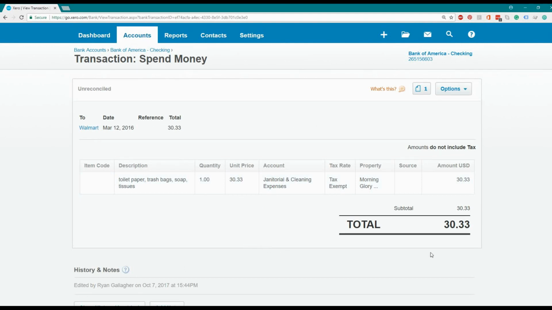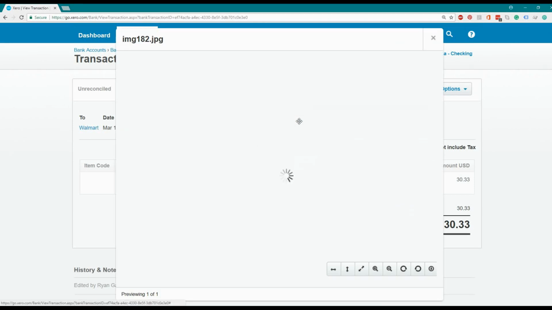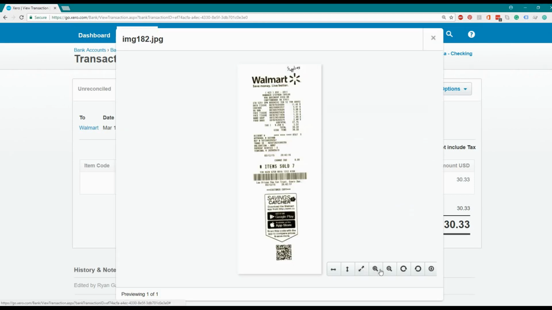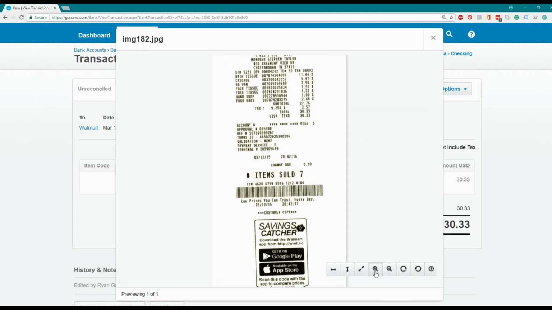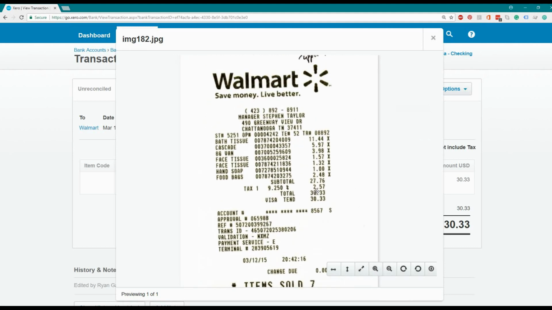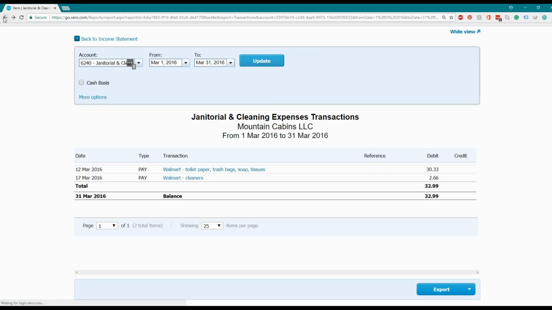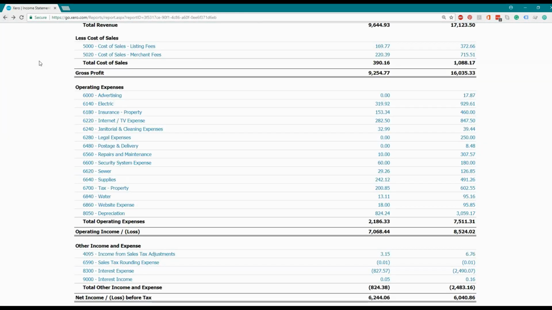And then if you have been faithful in submitting your receipts, you can click right up here on the attachments, and you'll actually see the receipt for this transaction is attached to it. And you can zoom in there and actually see the receipt from Walmart. So the details are great. It's all organized, and you can, as the owner, have a real clear view of exactly what income and expenses are going in and out of your business. Let's use the back button and get back to the income statement.